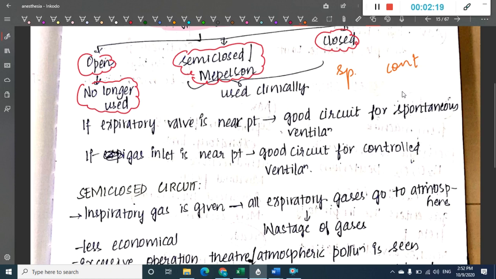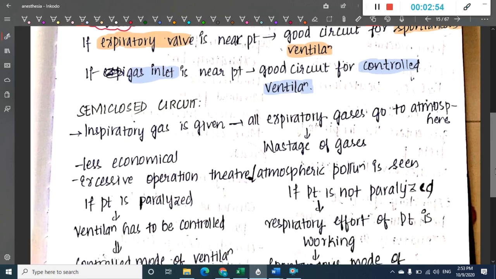Now, in the anesthesia circuit, this is very important: if the expiratory valve is near the patient, then it is a good circuit for spontaneous ventilation. If the gas inlet is near the patient, then it is a good circuit for controlled ventilation. So if the expiratory valve is near the patient, it is good for spontaneous ventilation. If the gas inlet is nearer to the patient, then it is good for controlled ventilation.